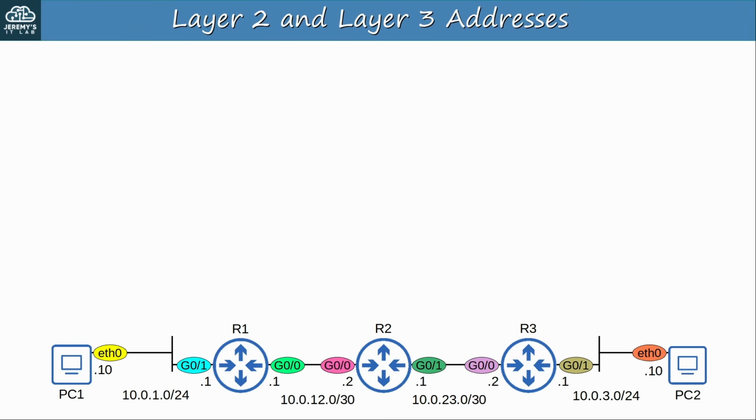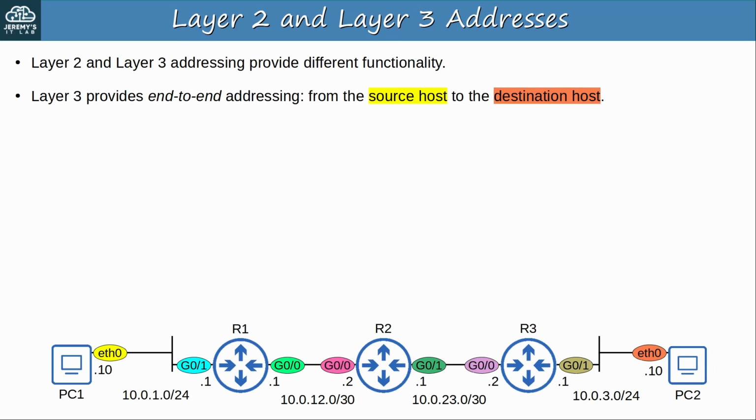So, why do we need addressing at Layer 2 and Layer 3? Layer 2 and Layer 3 addressing provide different functionality, and both are essential for modern networks to function. Layer 3 provides end-to-end addressing, from the source host to the destination host. The Layer 3 address, typically an IPv4 or IPv6 address, is a logical address configured by a network admin, whether it is manually configured or dynamically assigned via DHCP.